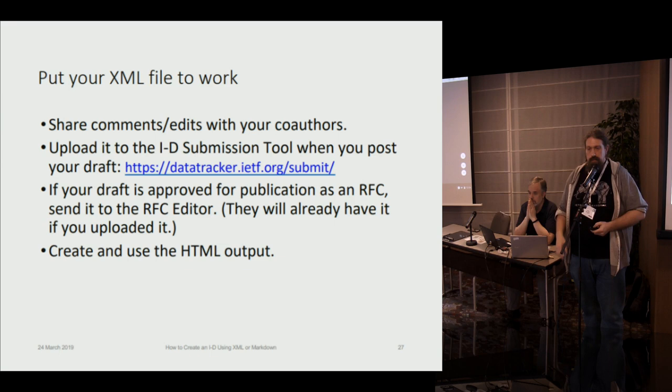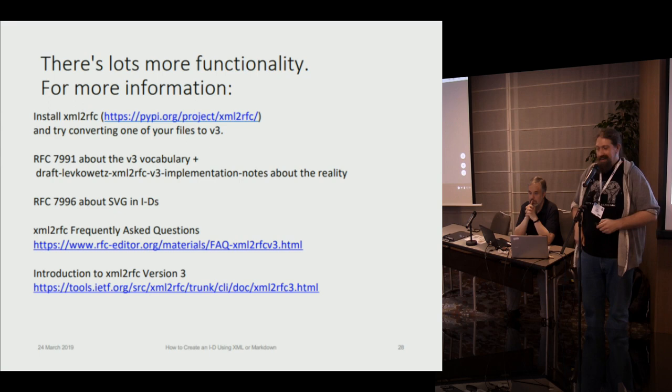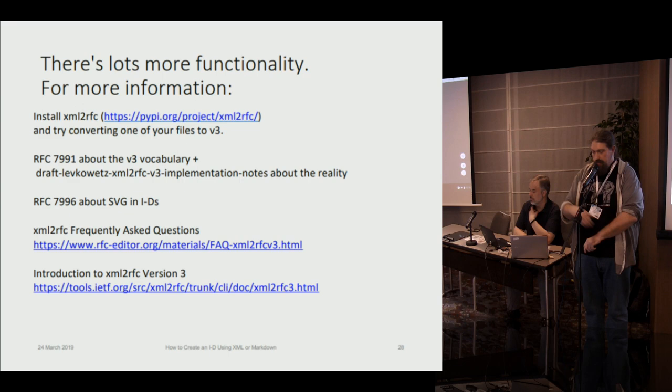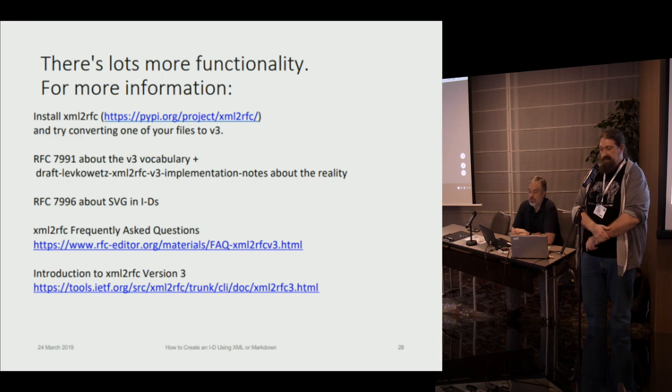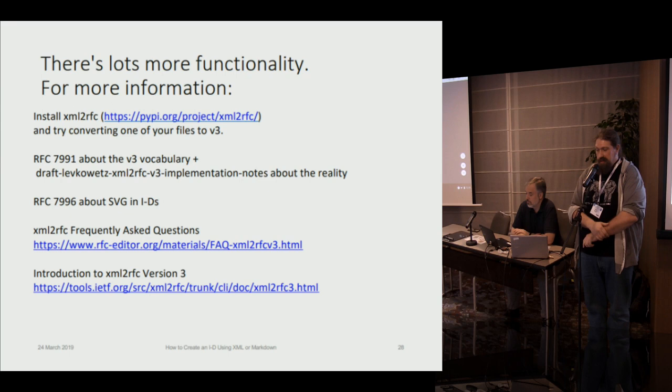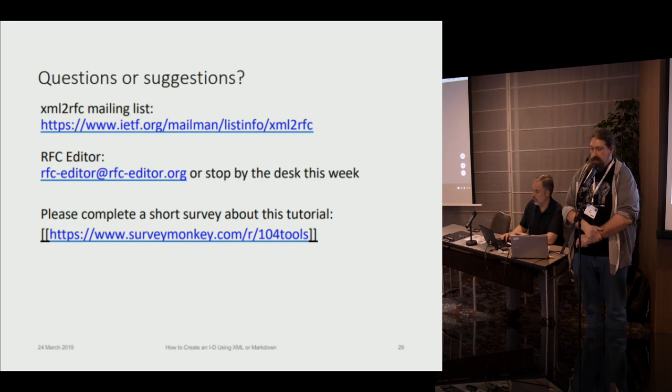There's a lot more functionality than we can cover in this tutorial, so you can always go out and try it. As I said, xml2rfc you can get with pip install. Read more in RFC 7991 and Henrik Levkowetz's document, with Henrik's updates here. And then for SVGs, there's RFC 7996. There are frequently asked questions. If something's not there, you can reach out to Henrik and he'll do his best to answer. And there's a quick intro that goes over this plus some more details.